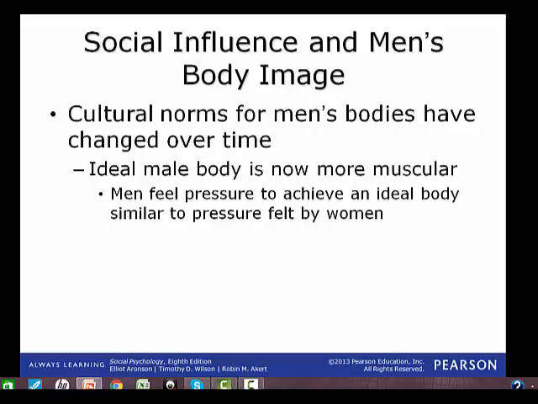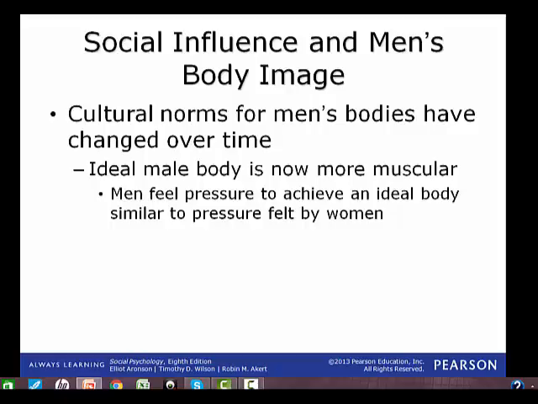Now, lest I leave you guys out, men also have body image issues. It says the cultural norms for men's bodies have also changed over time. So currently, the ideal male body is more muscular, right? And that's what we say is valuable in our culture. So there is also pressure on men.